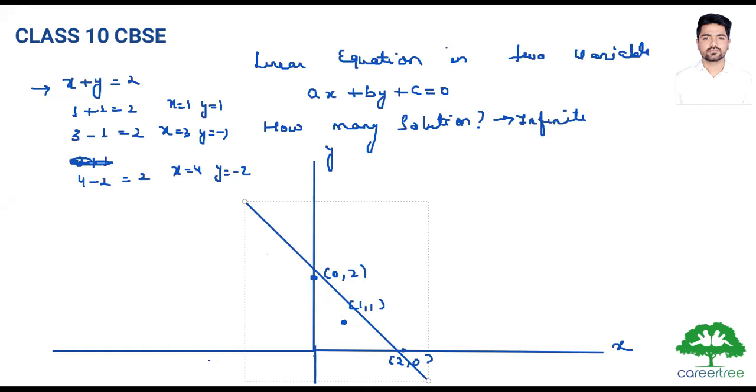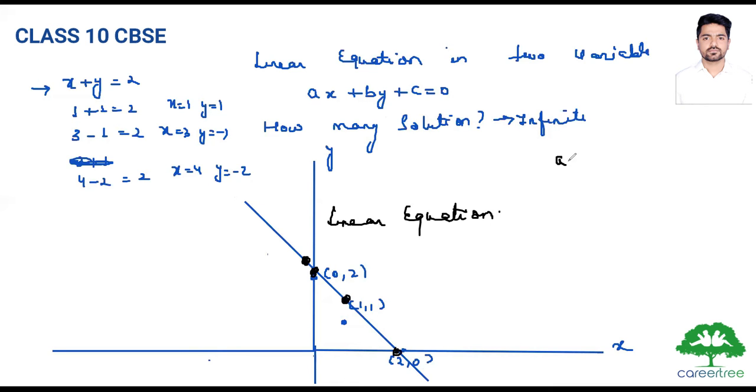That is why we are calling them as what? Linear equations. Is this clear why we are calling them linear equations? They form infinitely many solutions, and when plotted graphically, they represent a straight line.